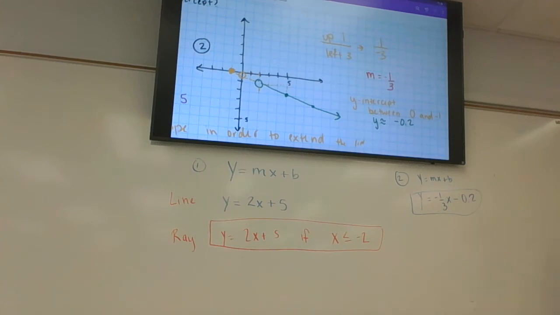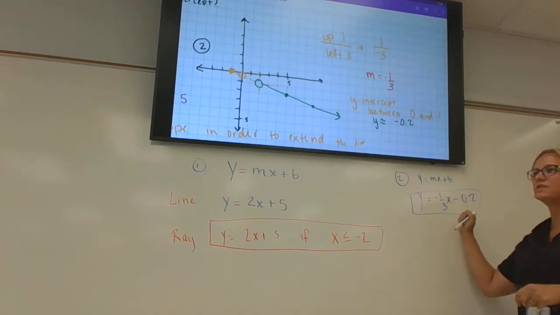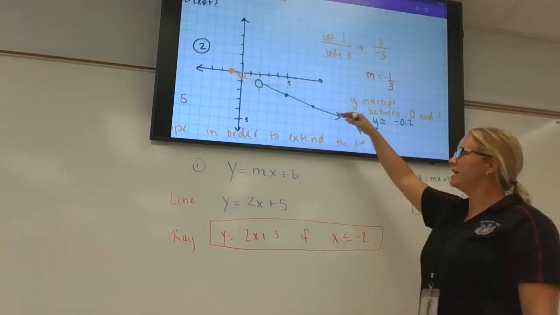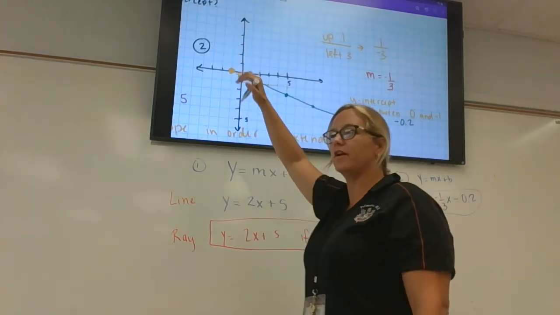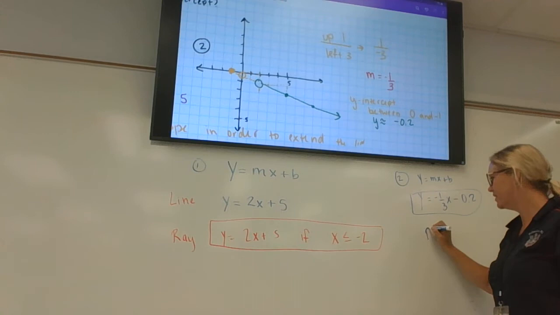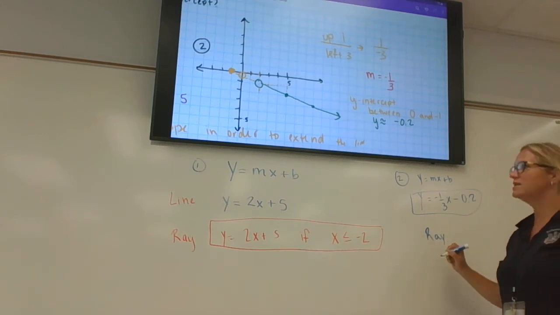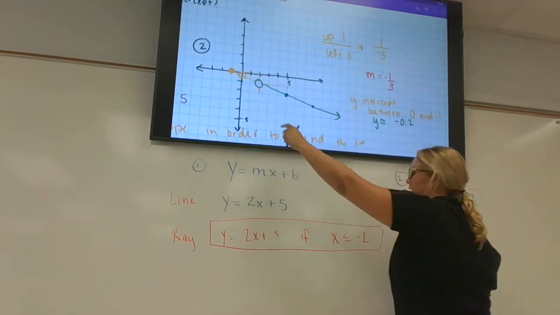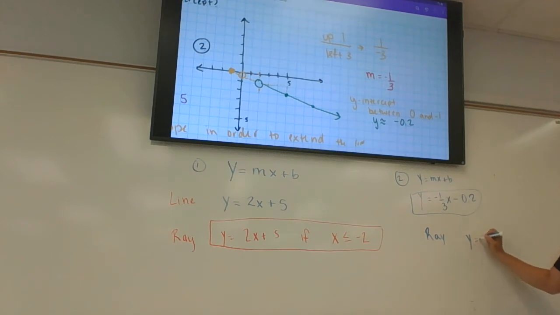So now, if it was a full line, if the arrow continued left forever, this would be the equation, but it's not a full line, it's a ray. So it doesn't go on forever. So I'm going to say the equation for the ray is -1/3 x minus 0.2, but I'm going to assign an if statement regarding x.